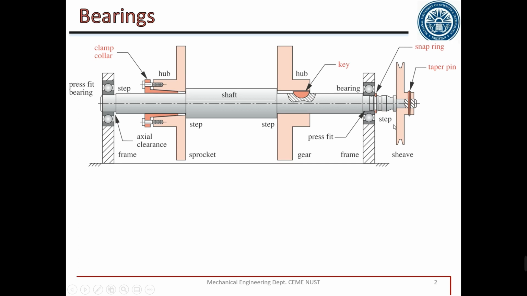In the last class, we have studied the need of shaft, need of keys, need of snap ring, etc. The basic purpose of shaft is to transmit power from input to output. For that purpose, we need shaft. Keys and collars are added to connect this hub with the gear. Hub can be gear or anything, but to support shaft, we need bearings. One bearing is this, and second bearing is this.